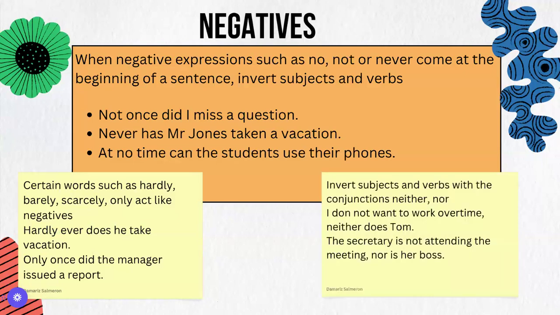Invert subjects and verbs with the conjunctions neither nor. For example, I do not want to work overtime. Neither does Tom. The secretary is not attending the meeting, nor is her boss.